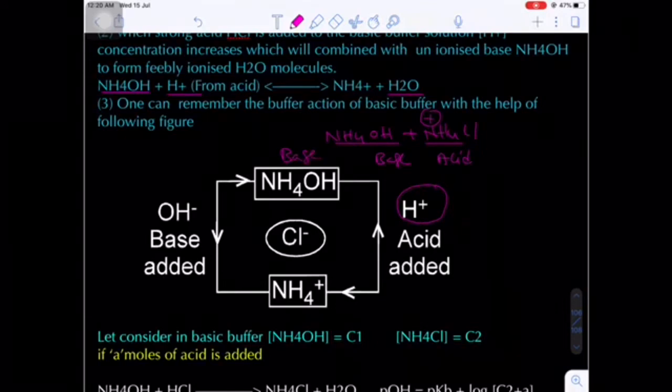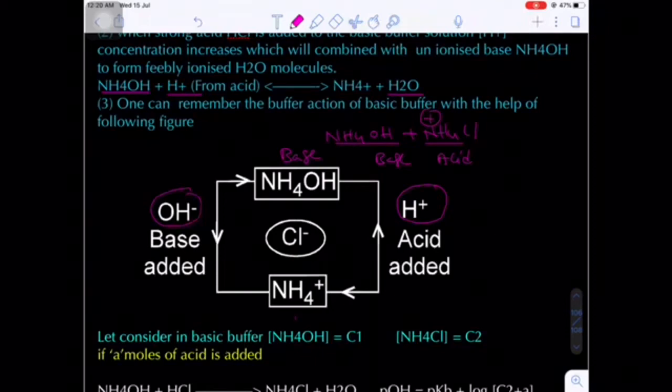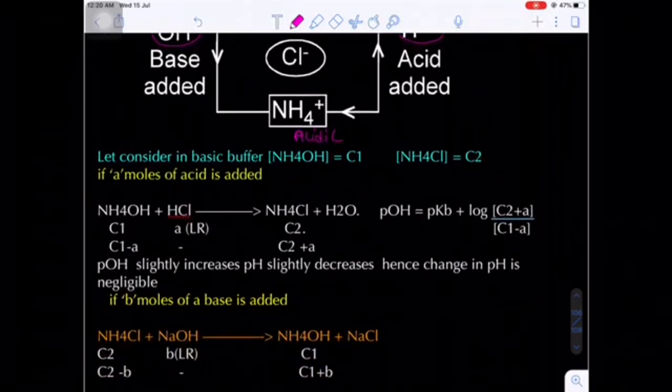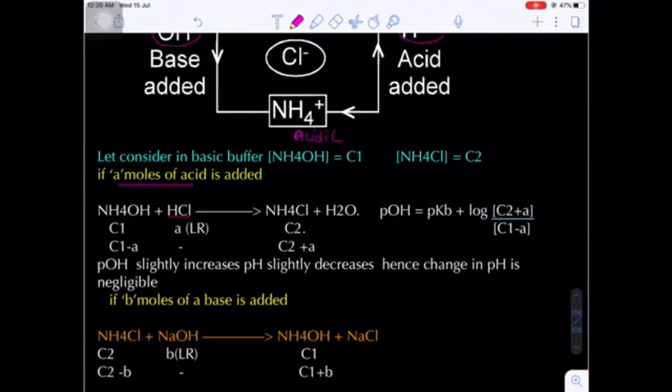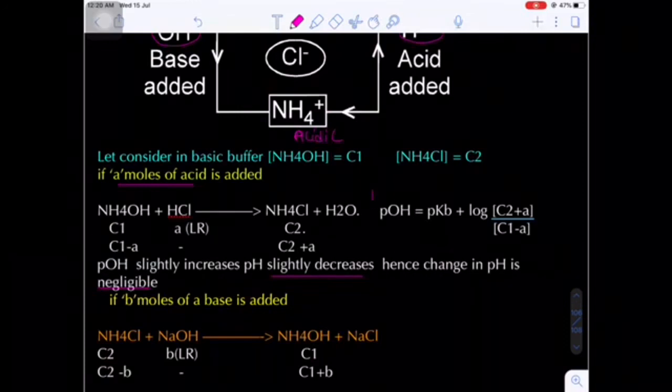In this, what happens if you add H plus ions? They combine with whom? The base. What is the base here? Ammonium hydroxide, to form ammonium ion. Let's suppose I am adding OH minus ions, a base. So what is the acidic portion in the basic buffer? Ammonium. The ammonium cation is acidic, that's why it combines with OH minus ions. Are you getting my point? Now here also if you add a small amount of strong acid or strong base, definitely the pH value changes, but the change will be slight. The change is almost practically negligible.